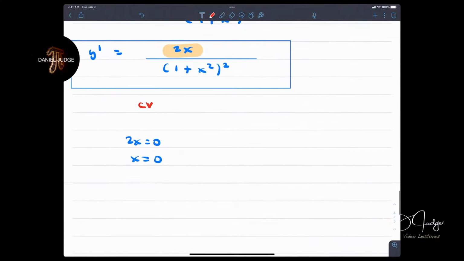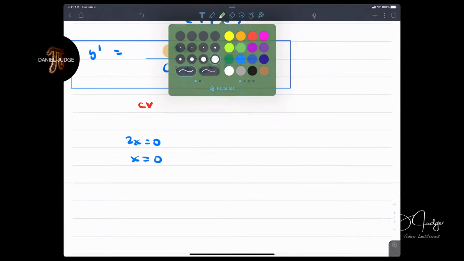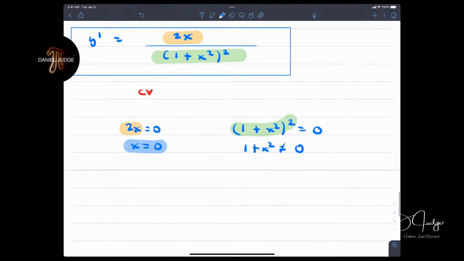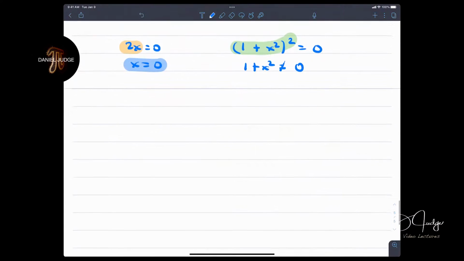That's going to be good to know for sign analysis. It's also good to know because that means this denominator, when you set it equal to 0, you say 1 plus x squared is 0. We're going to set that denominator equal to 0 like we did the numerator to find critical values. Well, if you take the square root of both sides, that means 1 plus x squared has to be the square root of 0, which is 0, and that never happens. So the only critical value we have happens at 0. That's good to know.